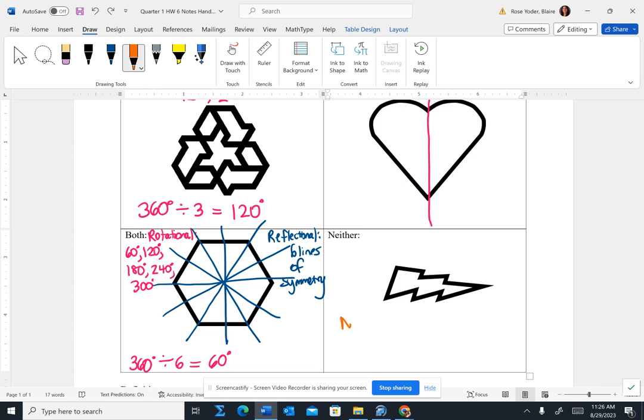So this one has no rotational symmetry, no lines of symmetry.